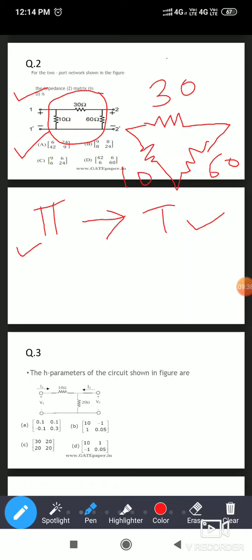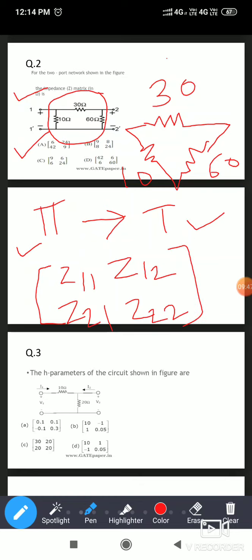Z11, that is, you have to find out these parameters of the matrix. Z11, Z12, Z21 and Z22. This Z matrix you have to find out.